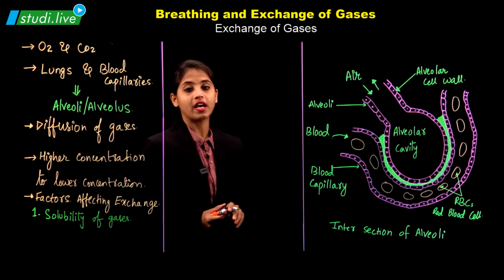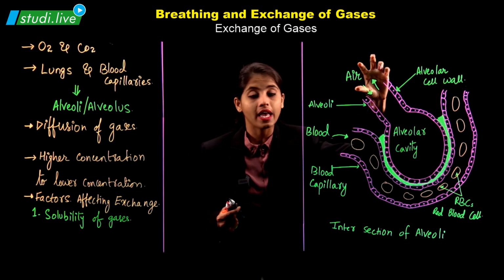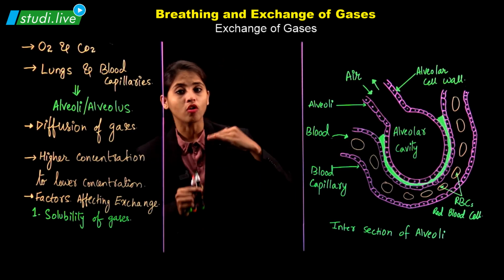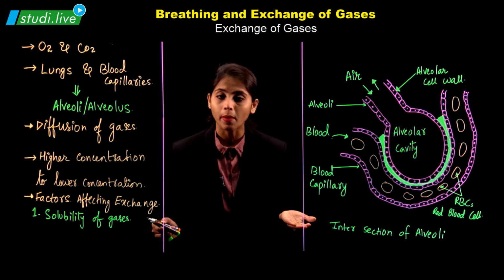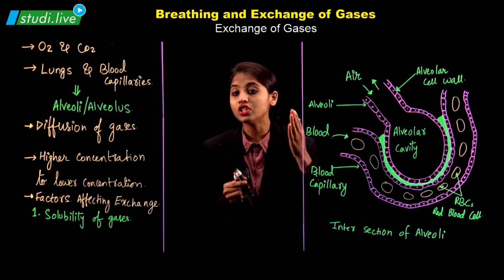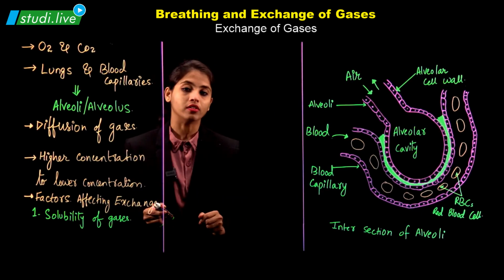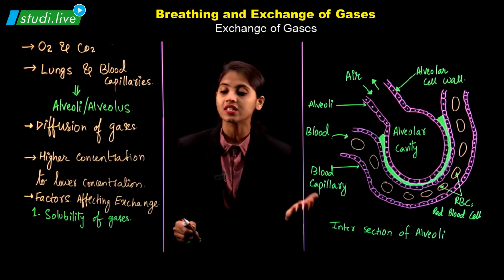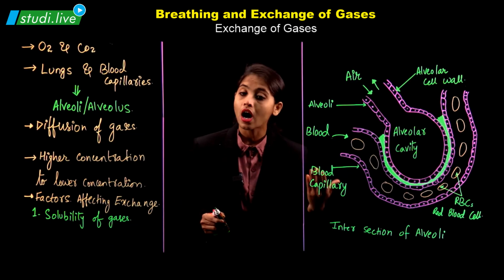The solubility of gases. When I'm talking about the solubility factor, I'm talking about this air. From this air, it is not mandatory that only oxygen will be there. There can be different gases. There can be nitrogen, carbon dioxide, carbon monoxide, and many different ones. So, how much of the air is getting solubilized with the blood is a very important factor. If all or maximum gas is getting solubilized, the process of diffusion will be higher.